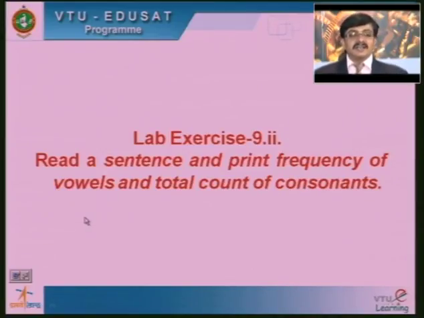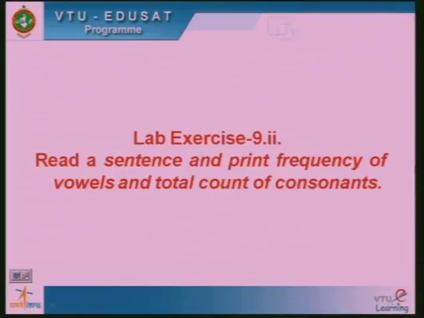Frequency of the vowels means how many times a is present, how many times e is present, or o is present. So a, e, i, o, u. These are the vowels of the English alphabet set, and we are supposed to calculate how many times each of these 5 characters a, e, i, o, u is present in a sentence, and print them. And make a note that reading a sentence is different from reading a string. When I am reading a string, it is just a sequence of characters. When I am reading a sentence, there can be a space between two strings. So when there is a space between the two strings, then we call that a sentence.